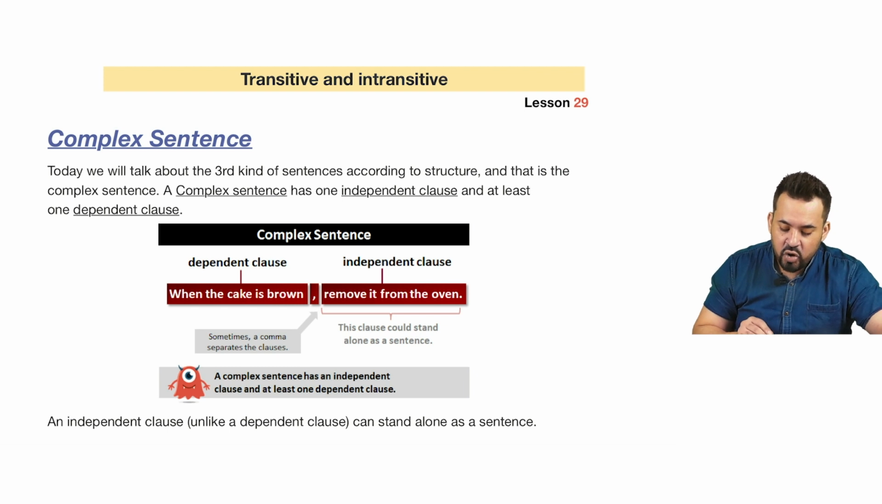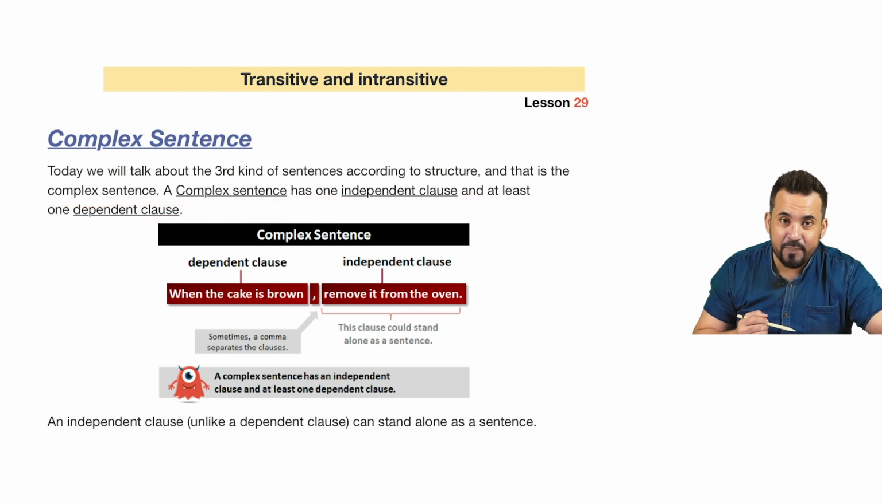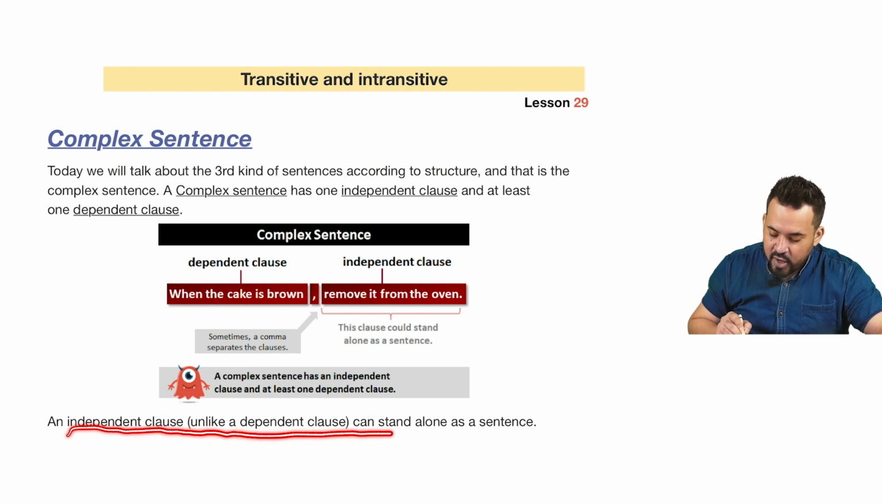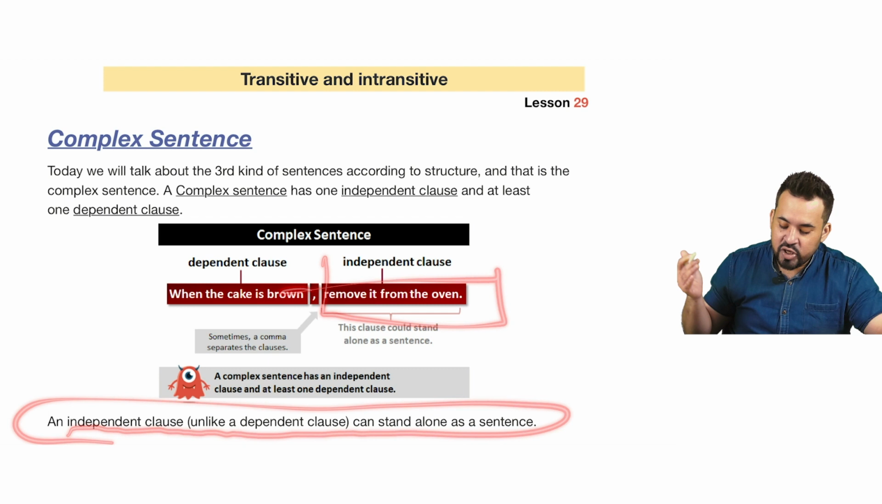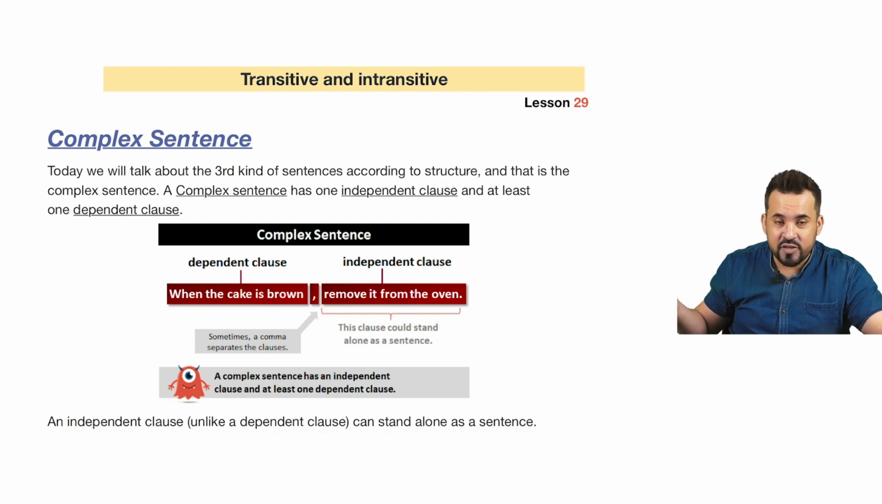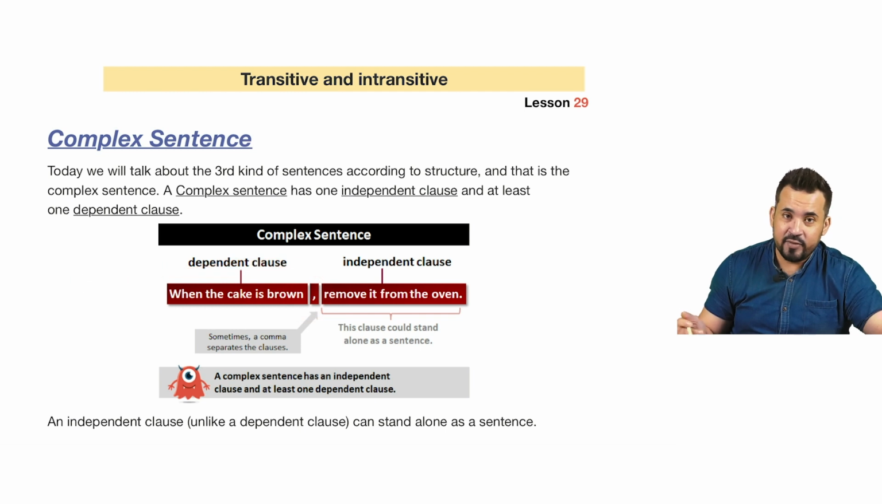All right, so today we will talk about the third kind of sentences according to the structure, and that is a complex sentence. A complex sentence has one independent clause and at least one dependent clause. All right, now an independent clause, unlike a dependent clause, can stand alone in a sentence, which is this one, because "remove the cake from the oven," that is a perfectly fine sentence. But "when the cake is red," that is not.